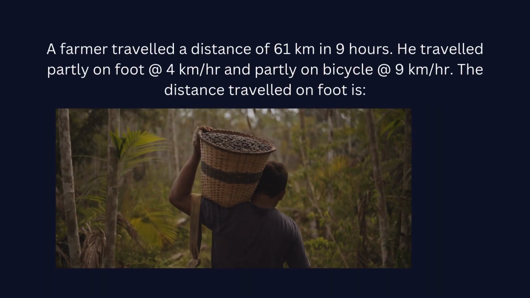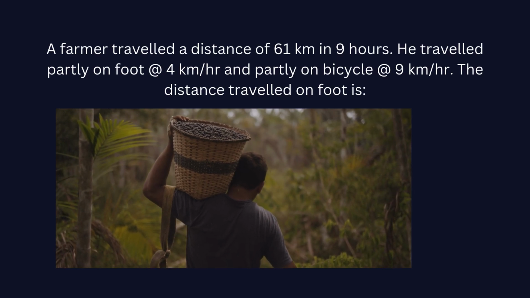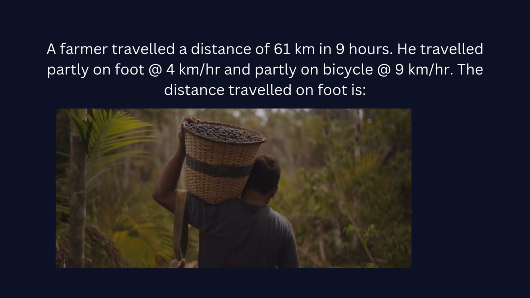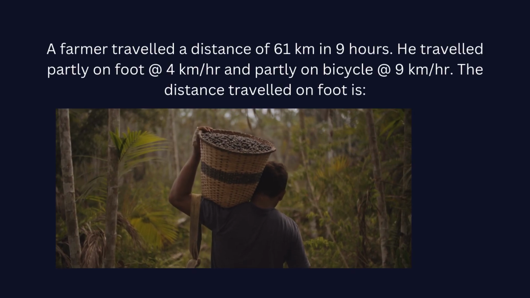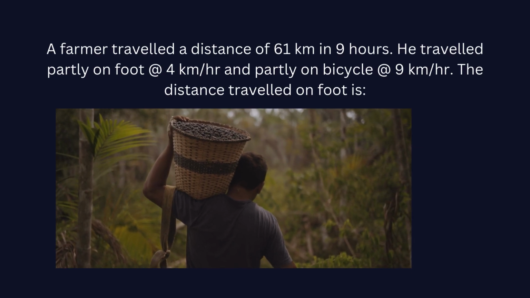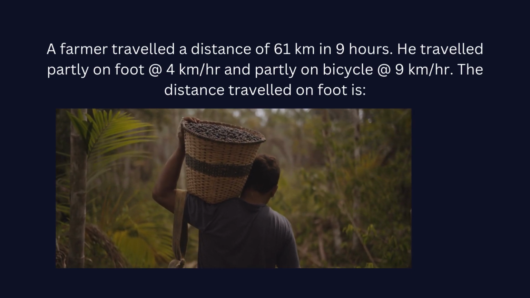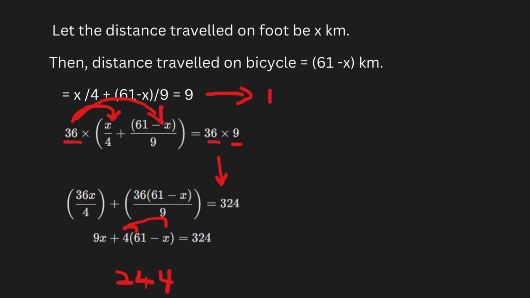Let's jump into our next sum. A farmer travelled a distance of 61 km in 9 hours. He travelled partly on foot at 4 km per hour and partly on bicycle at 9 km per hour. The distance travelled on foot we have to calculate.